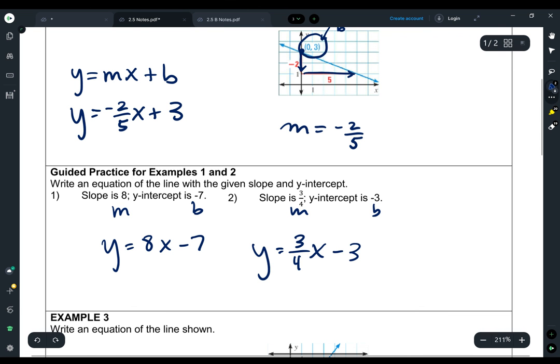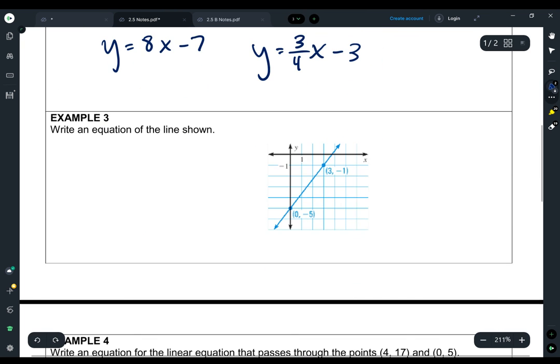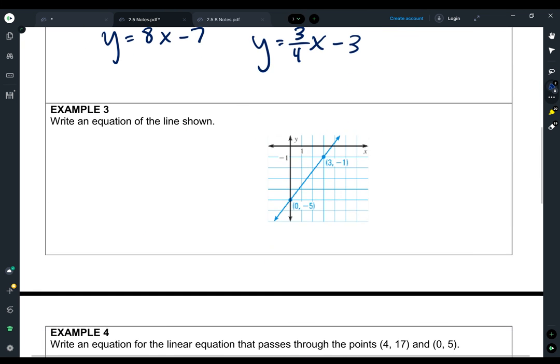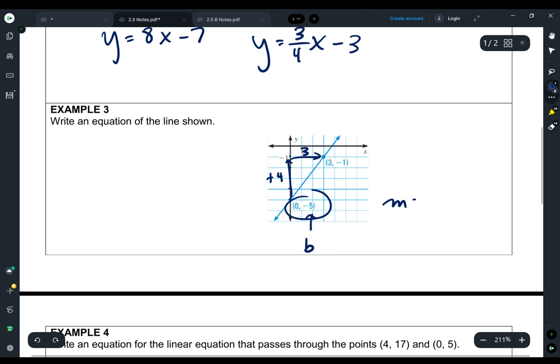So you can check. For example 3, we're going to look at having a bit less information. So before they identified the slope, now we have to kind of look at this and figure it out. So it's not a lot harder. But it looks like they're still giving me a y-intercept. I have 0, something. So my y-intercept might be -5. And then for slope, I need to count it out. 1, 2, 3, 4. And 3 to the right. So my slope is going to be 4/3.